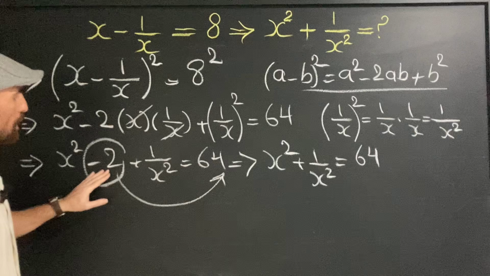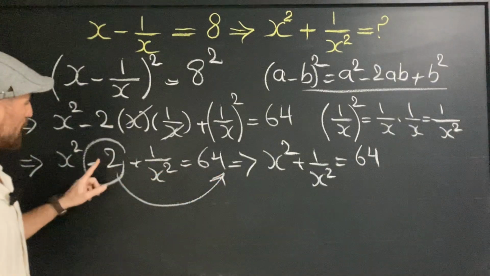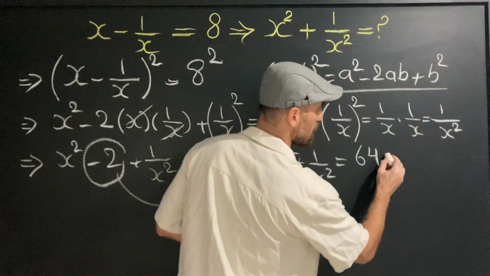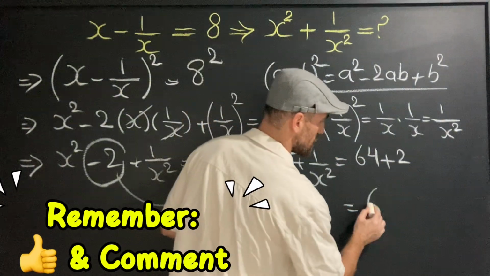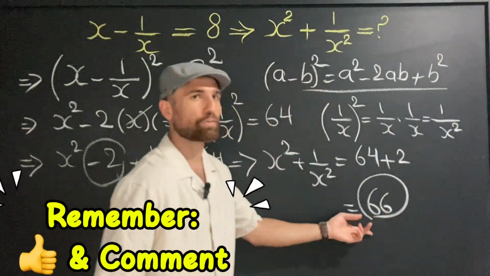This negative 2, we move it to the right hand side and change the sign to positive. So what do we have? 64 plus 2, 66. And this is our final answer.